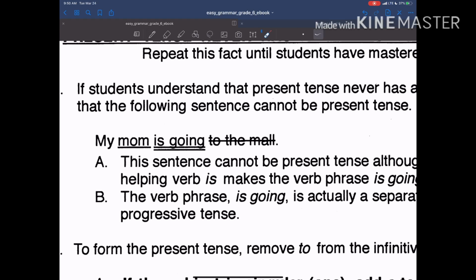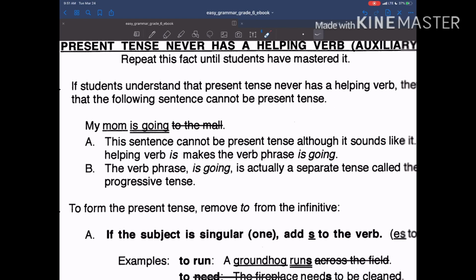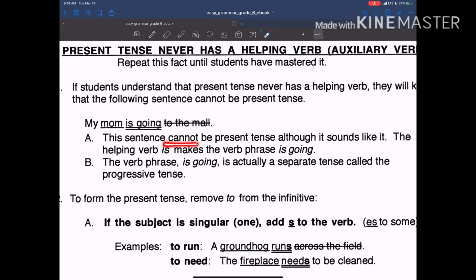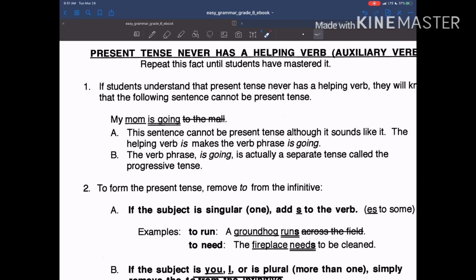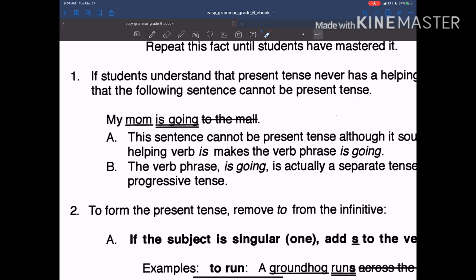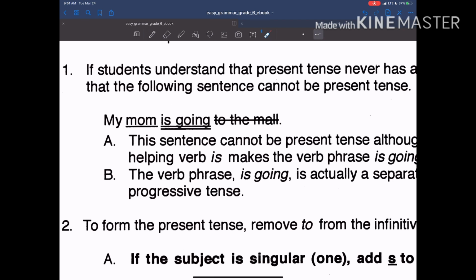My mom is going to the mall, okay? This sentence cannot be present, although it sounds like it. The helping verb is makes the verb phrase is going. The verb phrase is going is actually a separate tense called the progressive tense. So we're not looking at that right now. Obviously, we're not learning progressive tense. We are learning present, past, and future. Okay? So this helping verb right here tells us that this verb cannot be present tense.